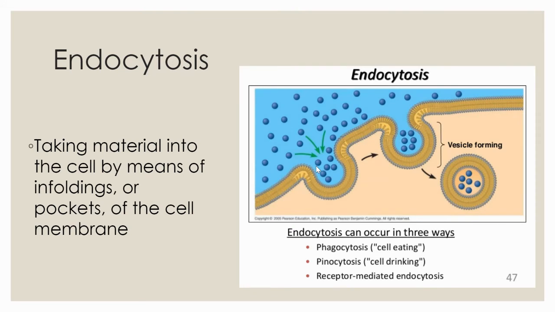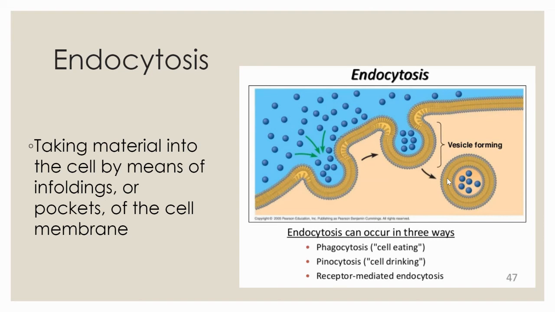Next, let's talk about a couple ways that cells bring a lot of material in or push a lot of material out of themselves. The first thing we're going to talk about is bringing material into a cell by means of infoldings or pockets on the cell membrane, and that is called endocytosis. Endo sounds like in, the materials are coming in, and as they come in, the cell membrane kind of pinches an area or a vesicle around them and the materials can be brought into the cell.